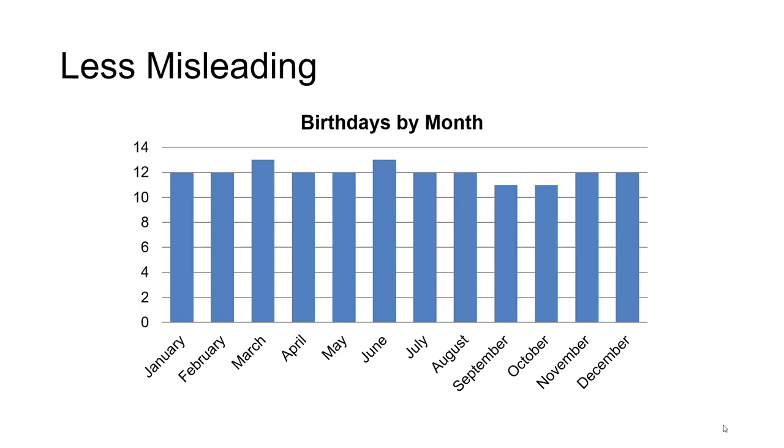mislead by the choice of your axis on your bar charts. But it can be very easy to do if you've got a very large difference between your different groups. It can be very tempting to truncate, but bar charts, when truncated, are extremely misleading.